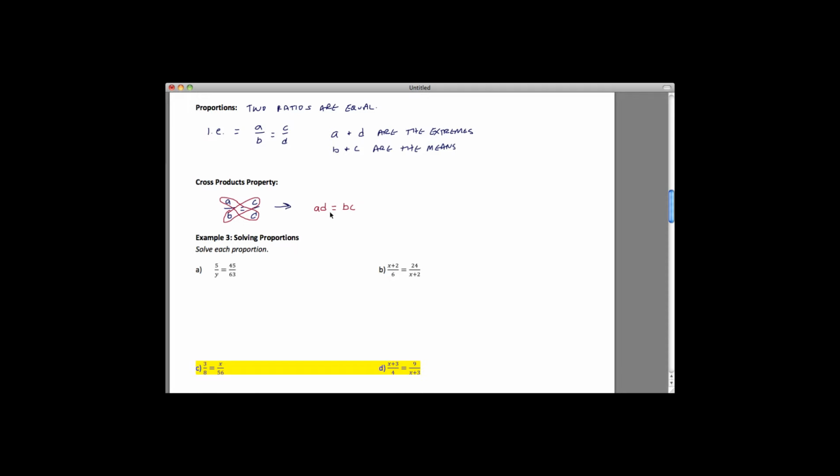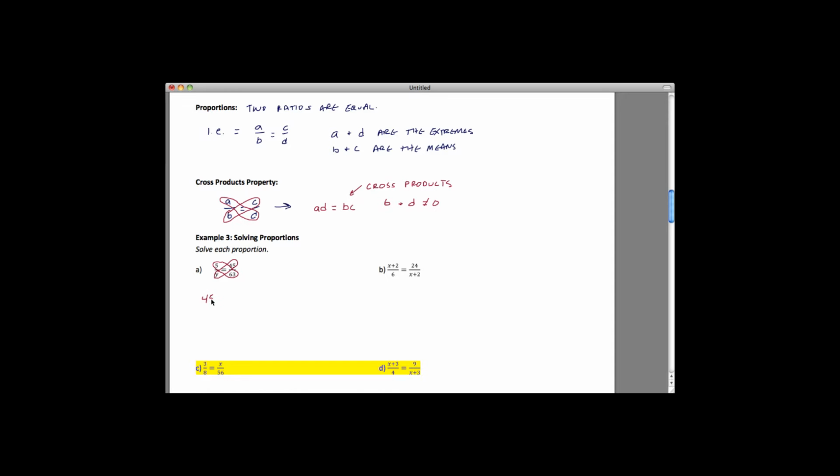Okay? So this means that B and D cannot equal 0 because we can't divide by 0. And so these are called cross products, because we look across the fraction to find those products. In example 3, we're going to use these to solve. Well, we see pretty clearly that when we make these circles, we set them equal to each other.